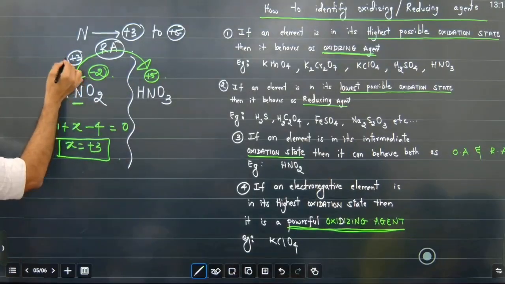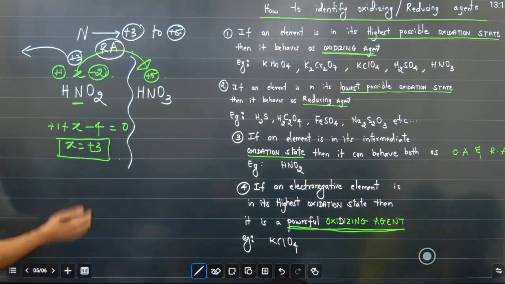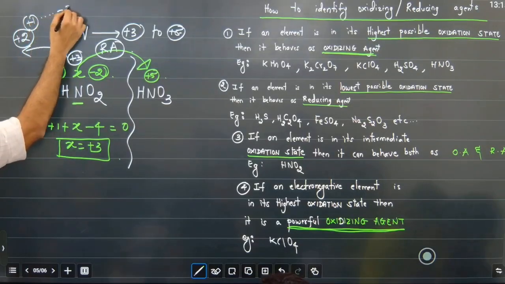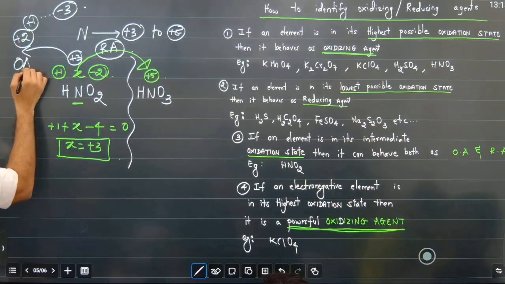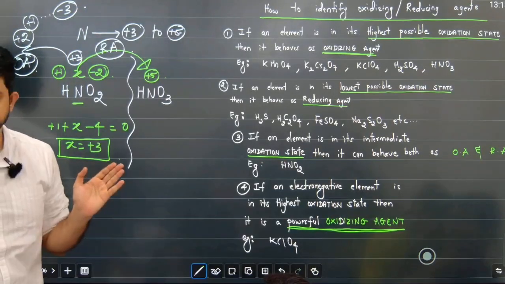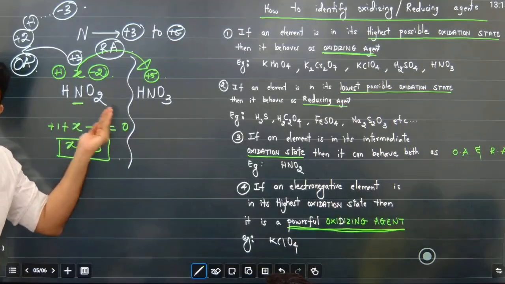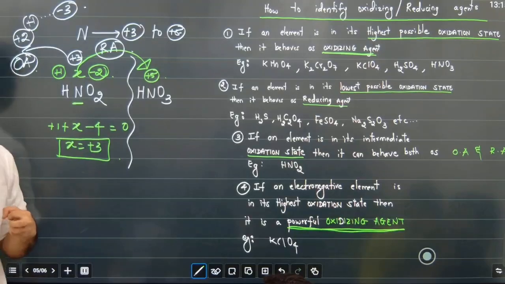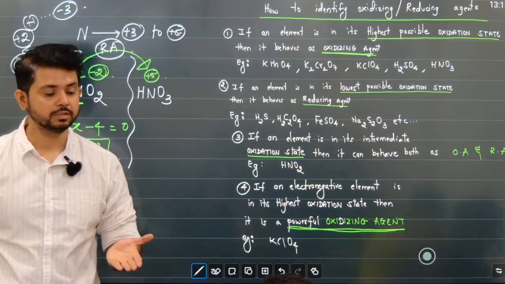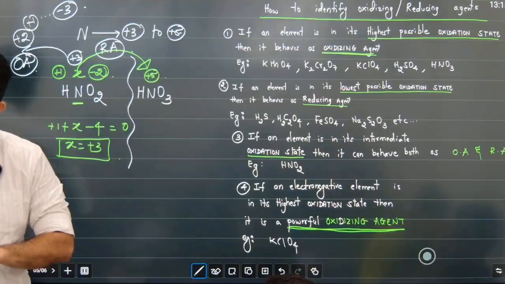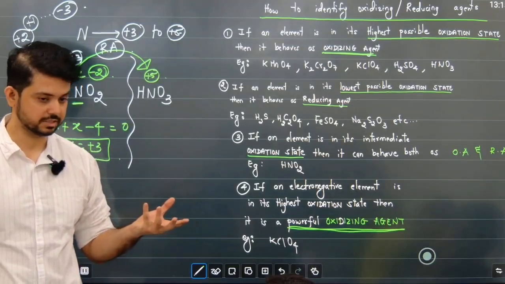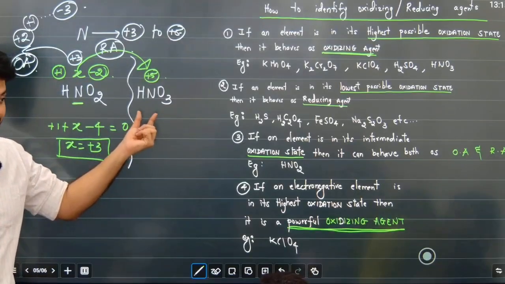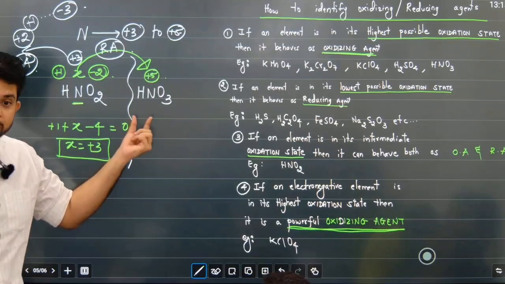It can also gain electrons and go from +3 to +2 or +1 till -3 and behave like an oxidizing agent. So nitrogen is in an intermediate state where it can also gain electrons, and where it can also lose electrons. So such elements can behave both as oxidizing agents as well as reducing agents. HNO3 cannot do that, here nitrogen is already +5. So HNO3 is a very powerful oxidizing agent.